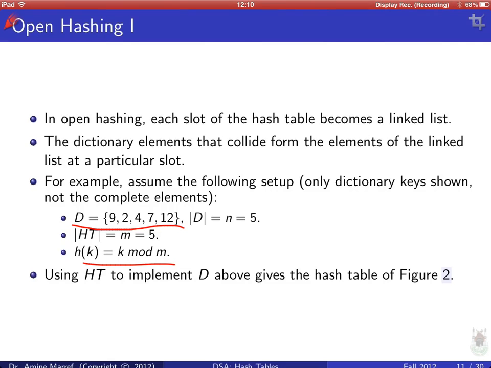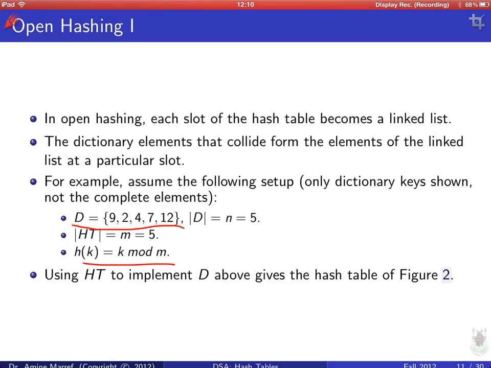So this is what we see here anyway. We had 4 and 9 before, and then we inserted 4, so now we have the linked list 4 and 9. The first item of the dictionary was 2, and then we inserted 7, and then we inserted 12. So this is how insertion is performed when we have collisions in an open hashing scheme.